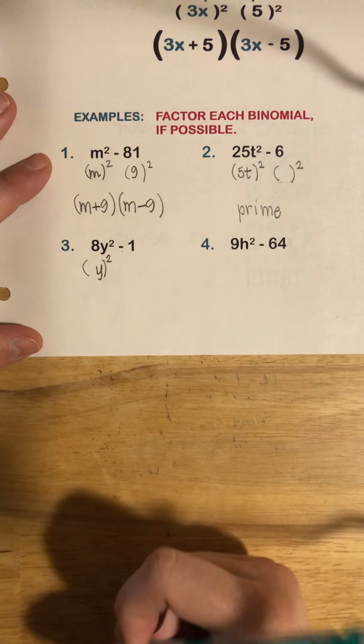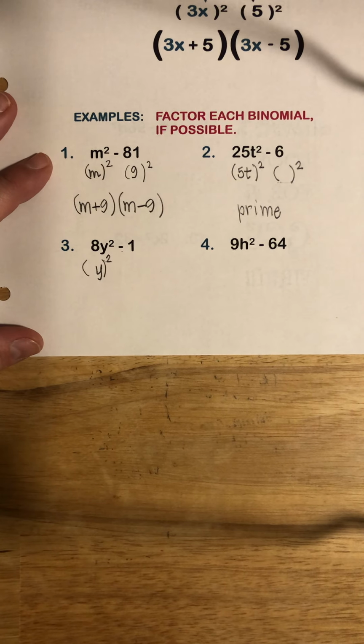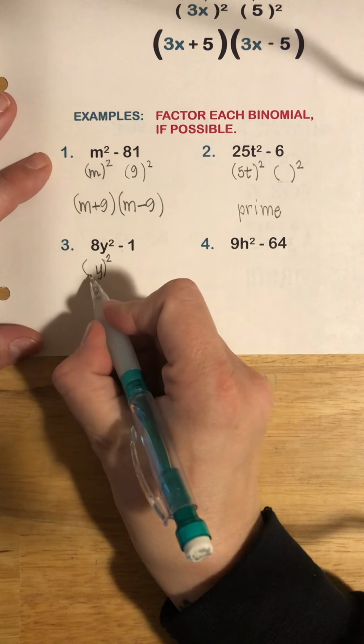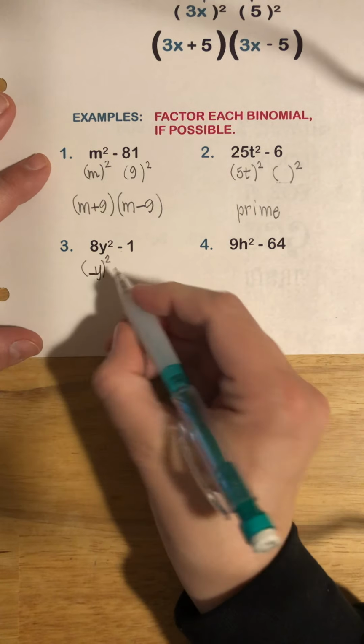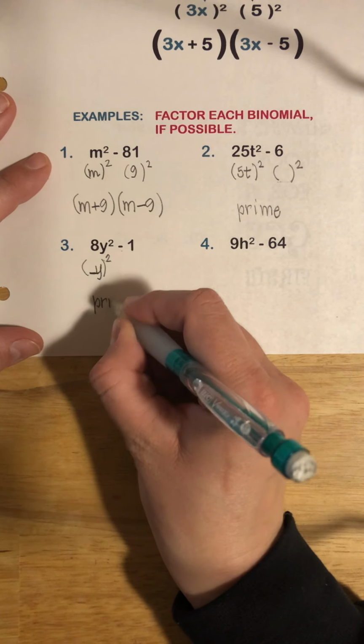You would square y, but what about that 8? 8 is not a perfect square. So we can't figure out a number for this. So if we can't figure that out, we are done.